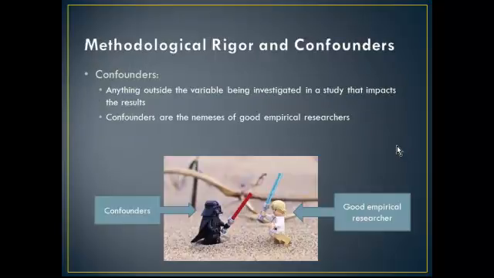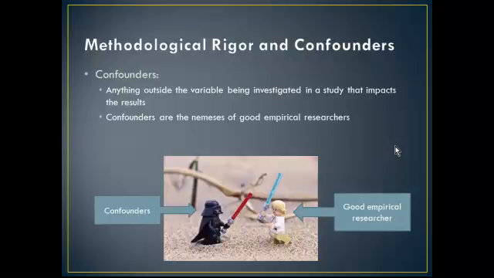The concept of methodological rigor refers to the extent to which a study can control for confounding variables or bias. Simply put, confounding variables, or just confounders, are anything outside the variables being investigated that may impact the results of the study. As such, confounders could be called the nemesis of good researchers.